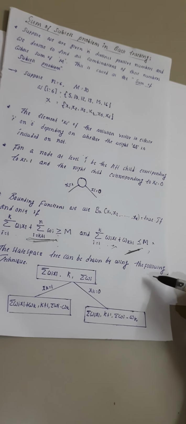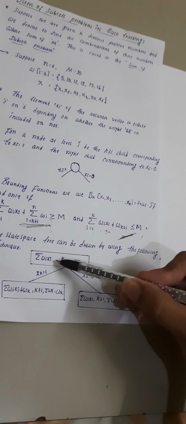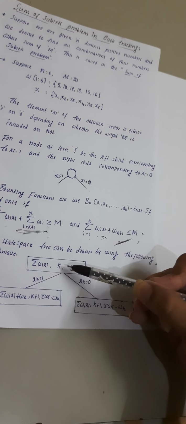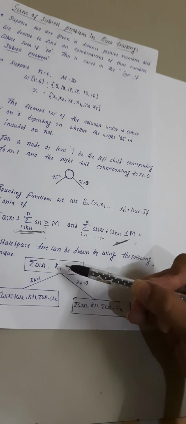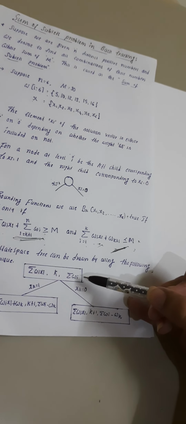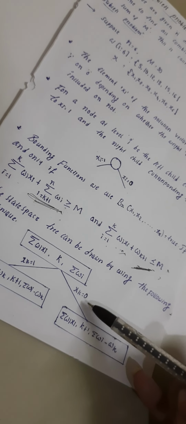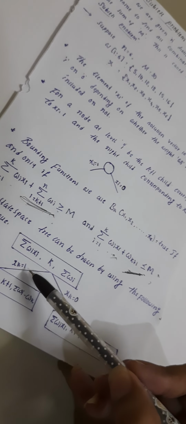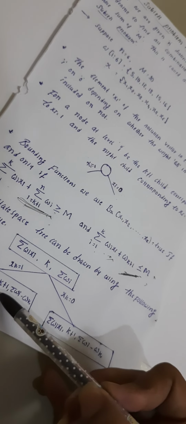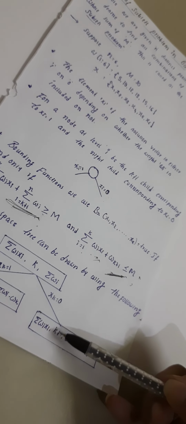The state space tree can be drawn by using the following technique. Here sigma wi xi is the sum of the chosen weights, k is the weight number in w of 1 to n, and sigma wi is the sum of the weights of all n objects. On the left-hand side xk is equal to 1, and on the right-hand side xk is equal to 0. If xk is equal to 1, the node is sigma wi xi plus wk, k plus 1, sigma wi minus wk. If xk is equal to 0, the node is sigma wi xi, k plus 1, sigma wi minus wk.